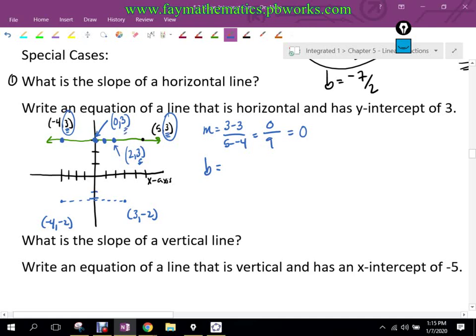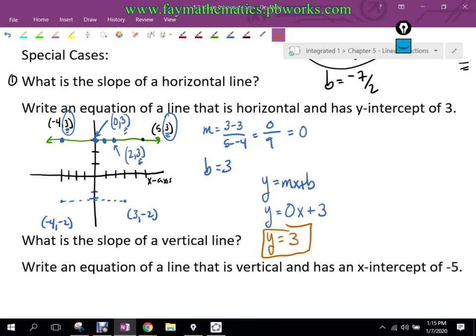B is always going to be that value there. It's 3. Okay? So when we go y equals mx plus b, y equals m, which was 0, right? Times x plus b, which was 3. Okay, we can write it that way, but that's kind of silly to write it that way, because what's 0 times x? 0. So I really get 0 plus 3. Well, what's 0 plus 3? 3. There's my equation of a horizontal line with a y-intercept of 3.